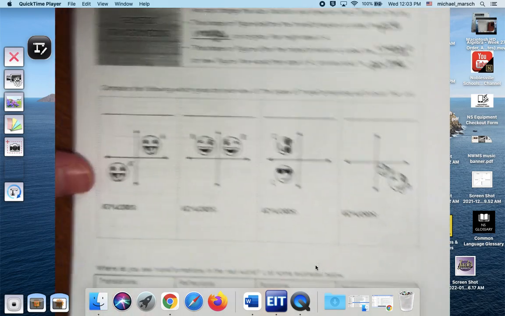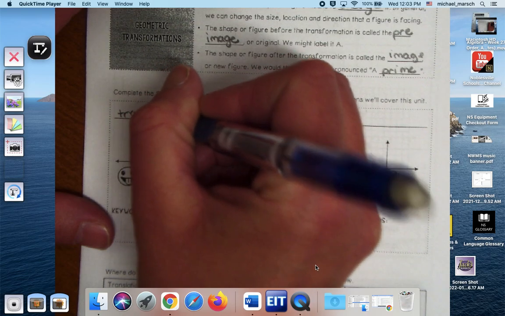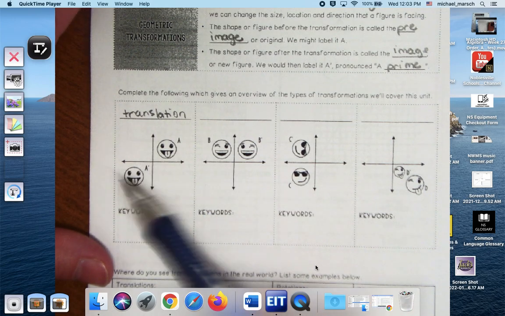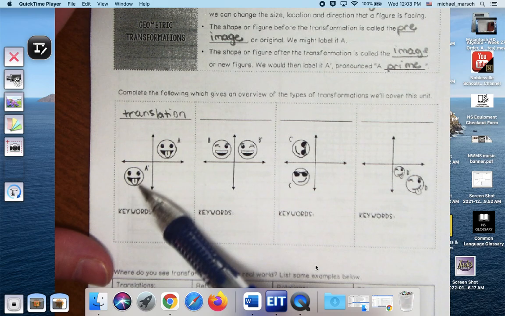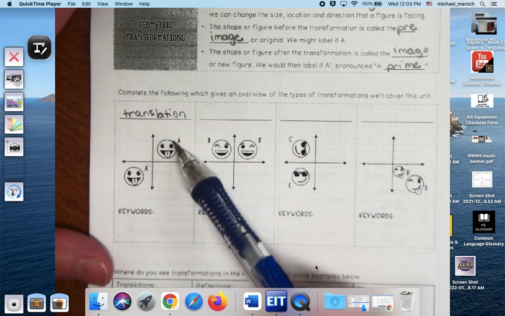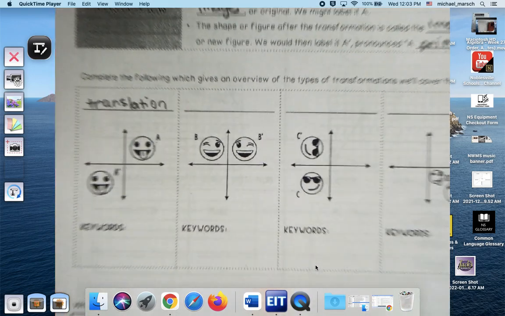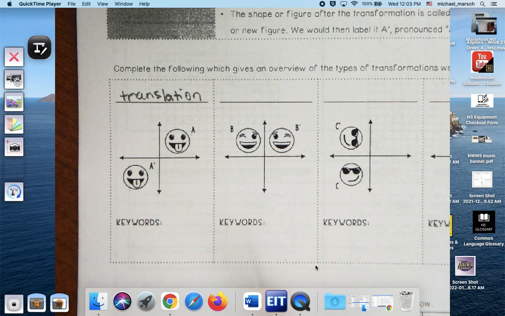This first one is a translation. Because the smiley face just shifted, right? The eyes are in the same place, the mouth is in the same place, it just slid from top right to bottom left. How do I know it went from top right to bottom left? Because the bottom left has the apostrophe, means it's the image. This does not have an apostrophe, that means it's the pre-image.